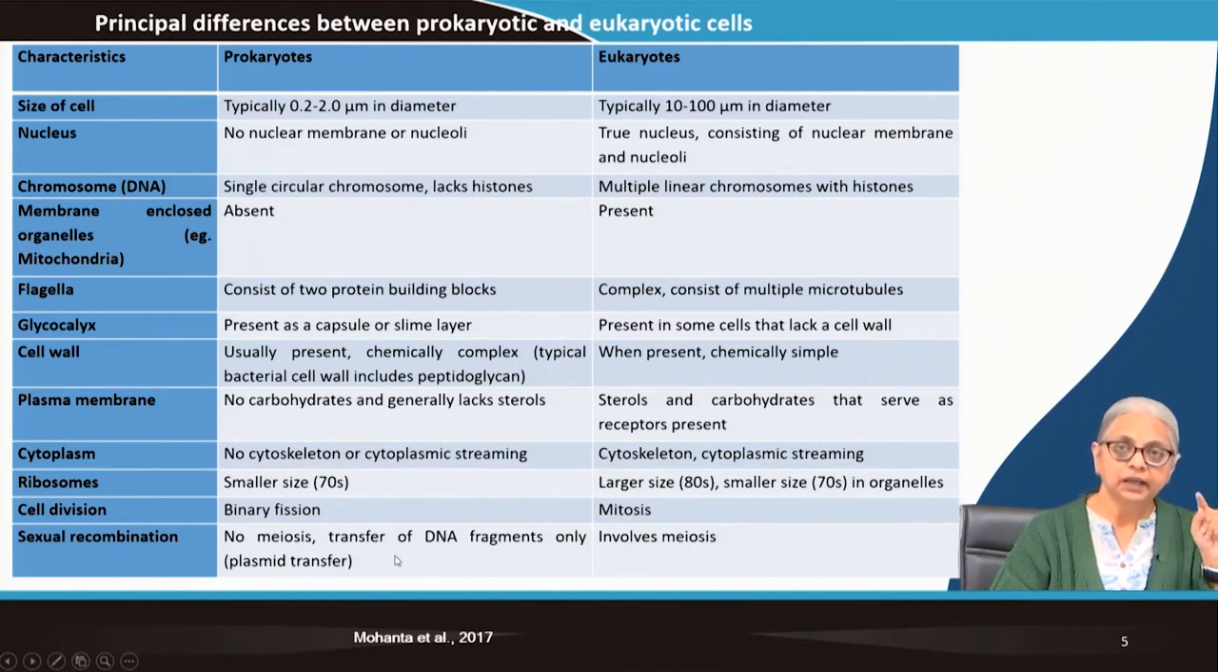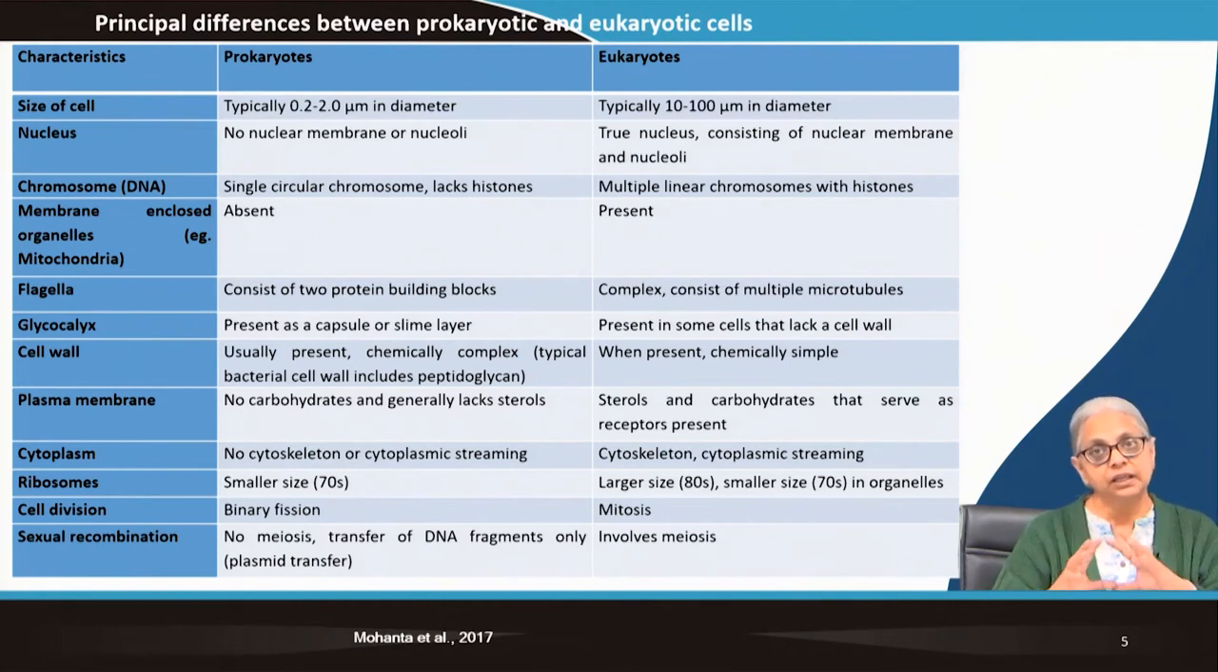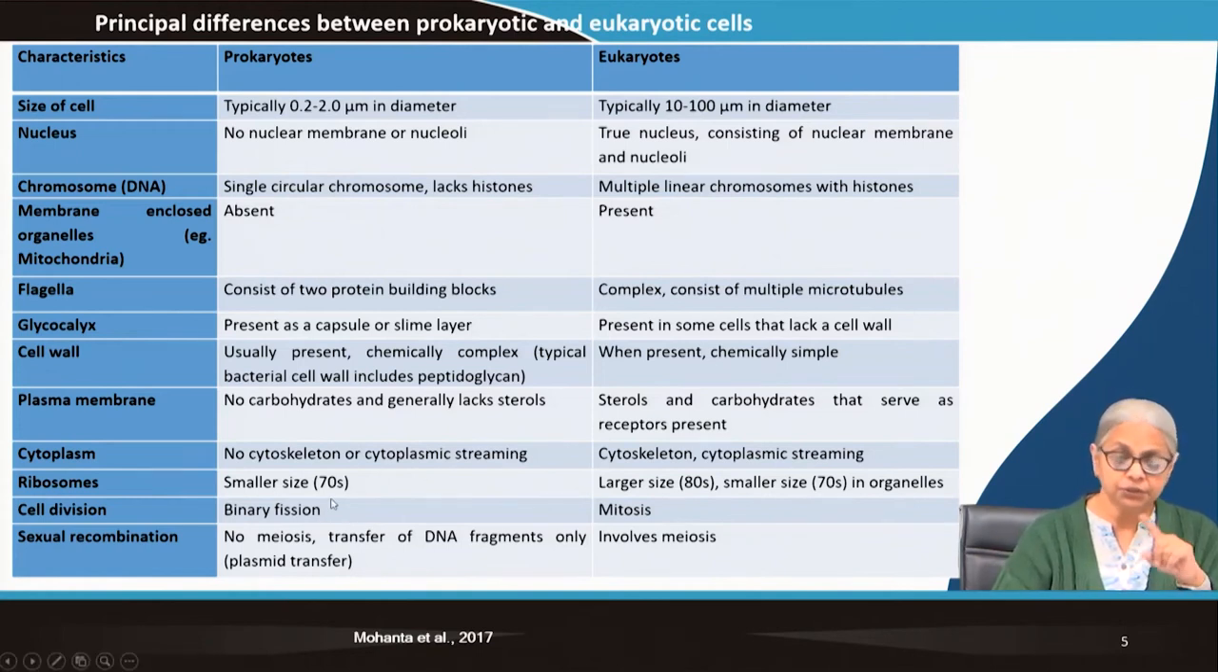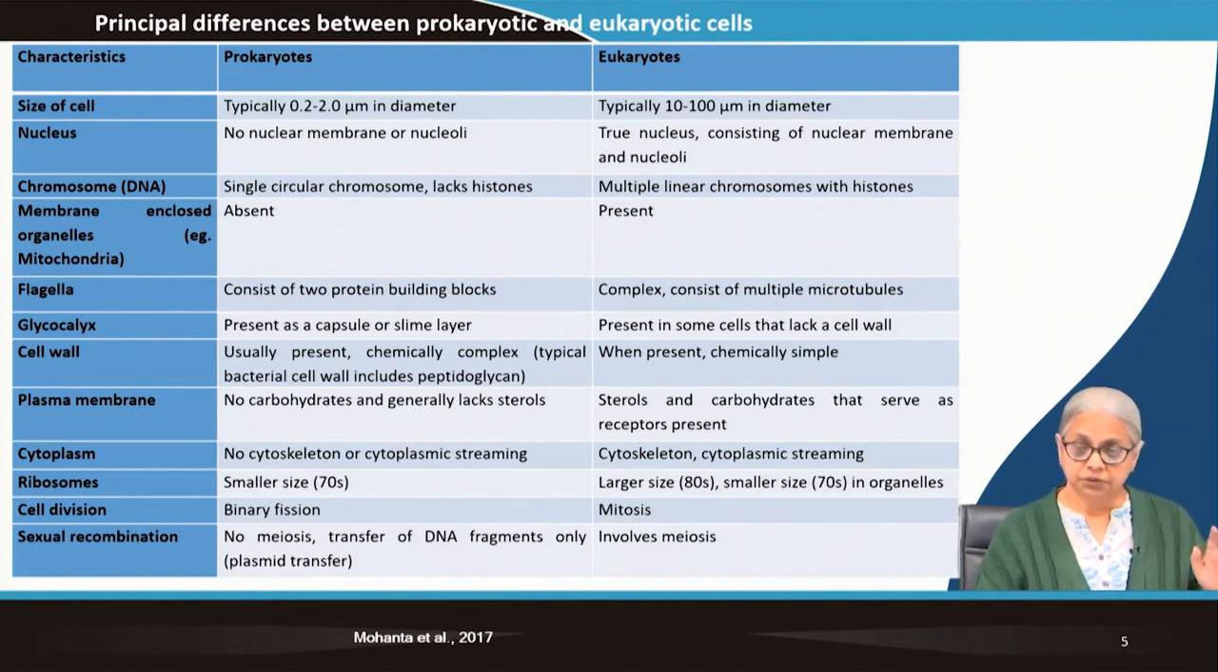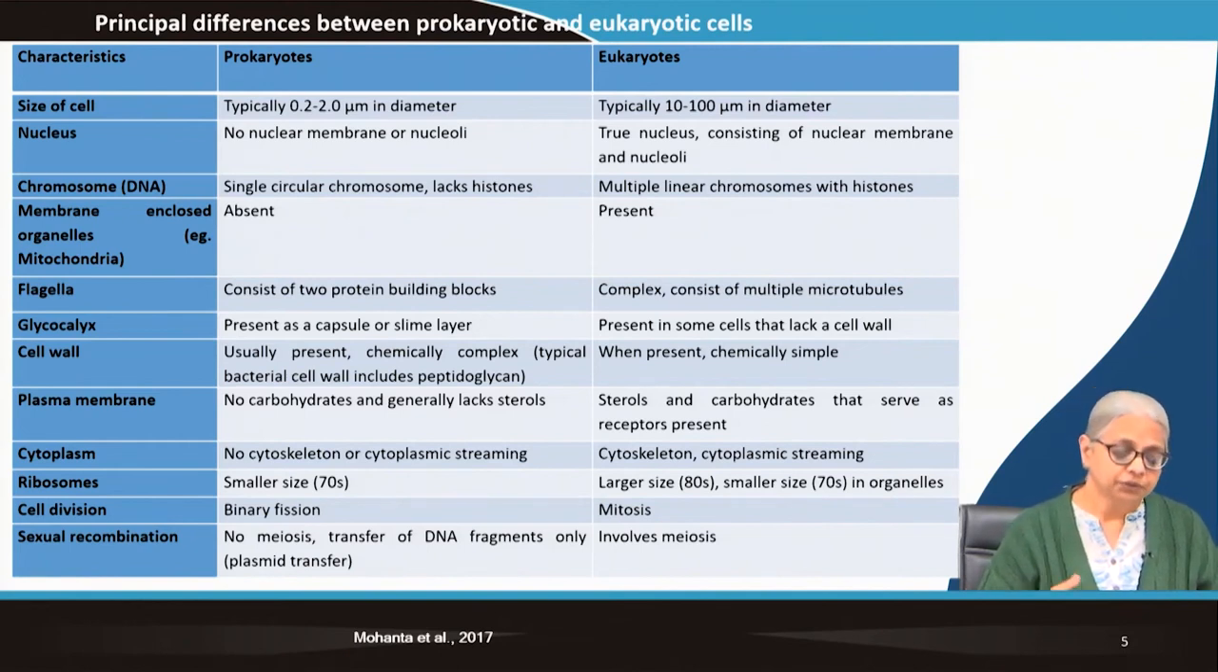However, the only exceptions that we do know about are that there are certain plasmids, and these plasmids can be transferred from one bacterial cell to another, and that can result in sexual recombination, which means the DNA code of a particular bacterial cell can be altered. But it's not the same as in the eukaryotic cell. So the nature of sexual recombination in prokaryotes is very different. The transfer of DNA fragments by plasmid transfer is possible, and one of the reasons for saying a lot about this is the antibiotic resistance of certain bacteria.